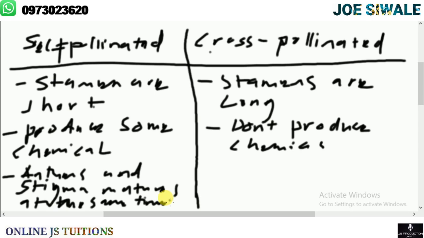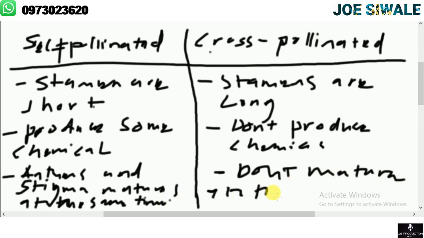Then for the cross-pollinated flowers, here the anthers and the stigma don't mature at the same time. Let us look at another difference.